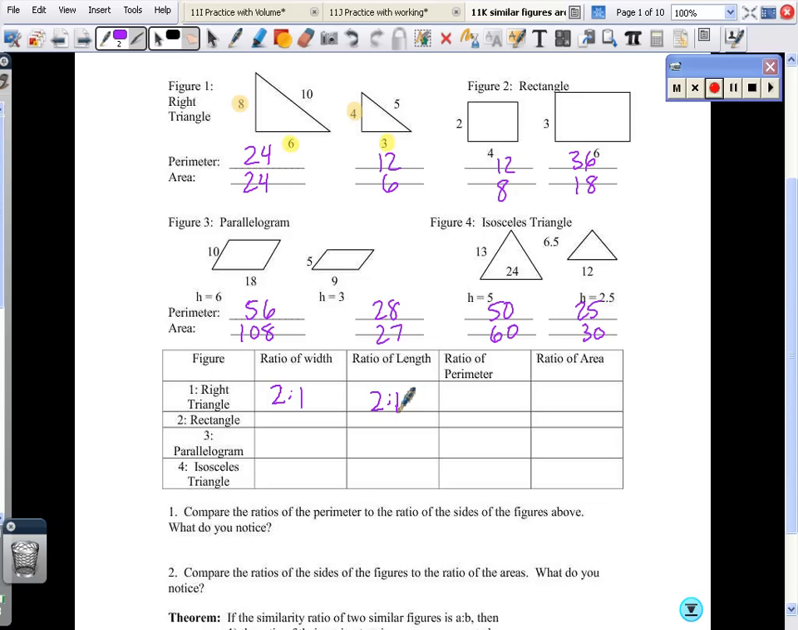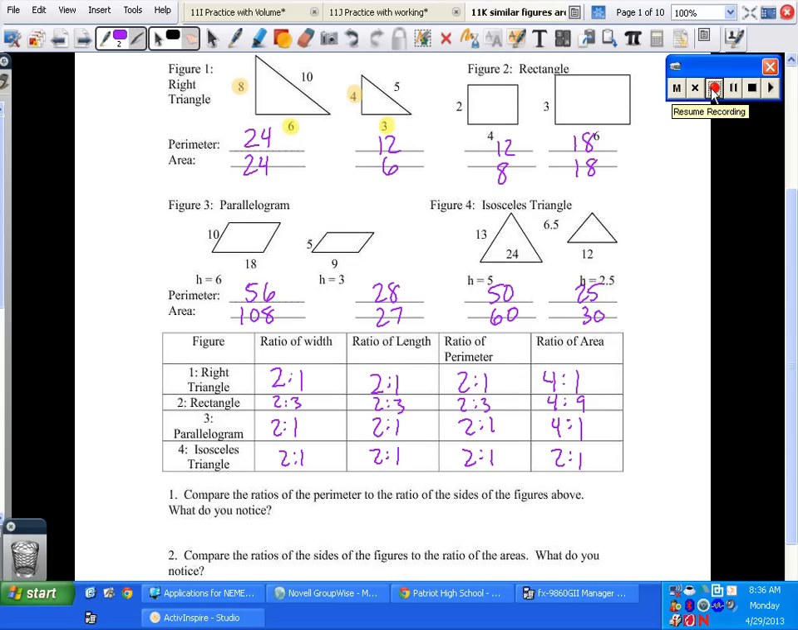The ratio of the perimeter, well, that's 24 right here to 12 right here. Well, 24 to 12 reduces also to 2 to 1. And the ratio of the area is 24 to 6, which reduces to 4 to 1. Okay, so that's the first line of the table. Take a second and see if you can fill in the rest of the ratios. Pause the video if you'd like right here so you can practice putting those ratios in, and then unpause it when you've completed that.